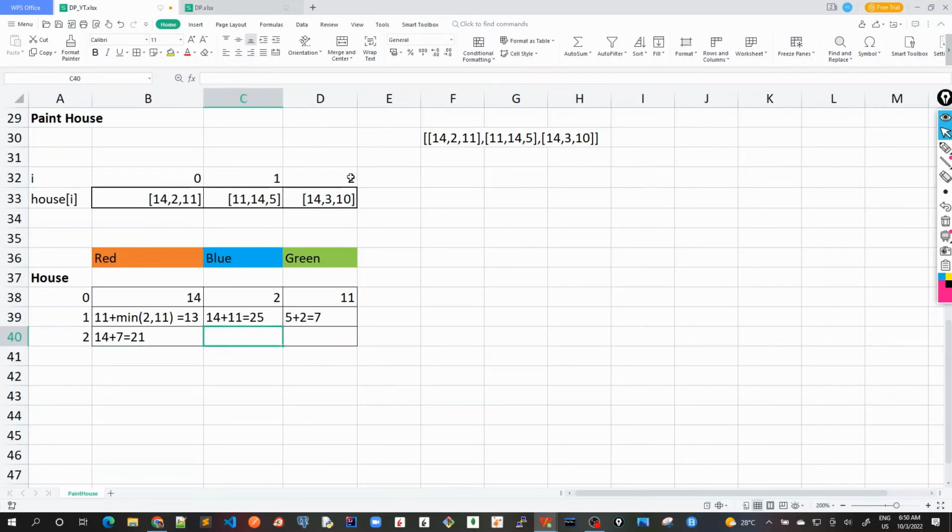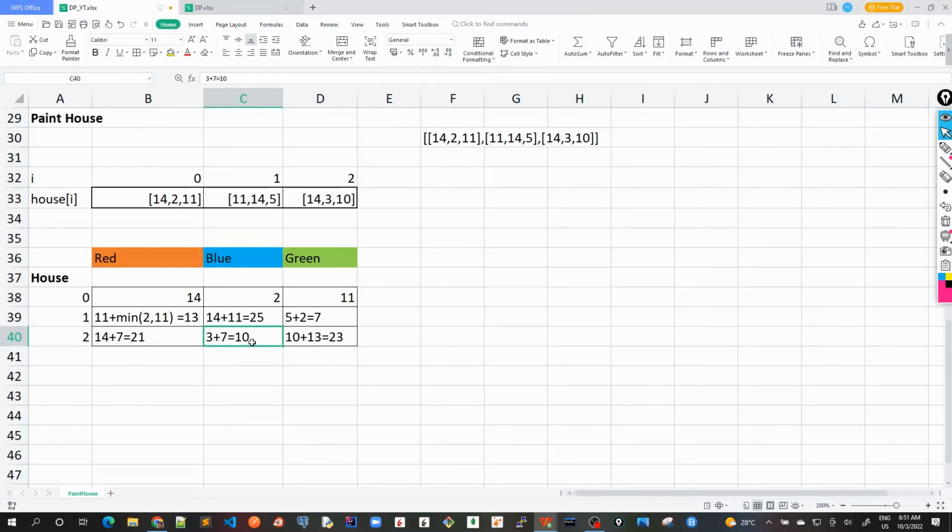Now let's go with blue. Blue cost is 3. And 3 plus minimum of red and green, which is 7, is equal to 10, right? And green cost is given as 10 plus. If I'm painting with green, then we can only color the previous house with red or blue. Red cost is 13, so I will take 13, and it would be 23, right? Okay, now what we see is that here the minimum is this one, right?